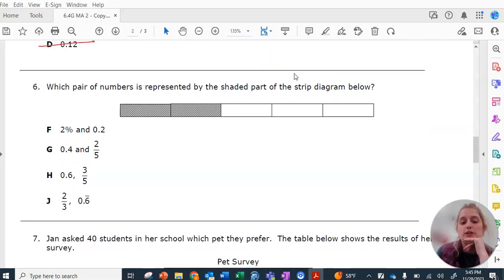Which is represented by the shaded amount. This is 1, 2 out of 1, 2, 3, 4, 5. So it's not 2/3, it's not 3/5. It's maybe this one, but also if this is wrong, then it's not that one. So you now need to make 2/5 into a decimal to check.